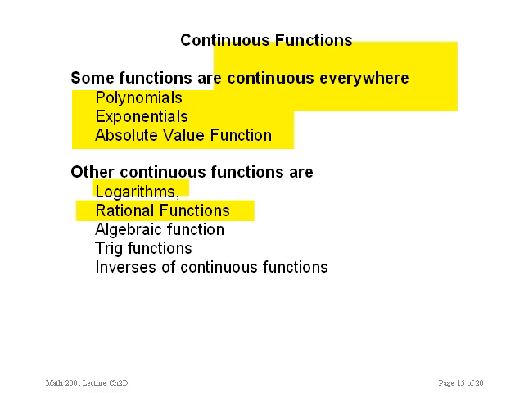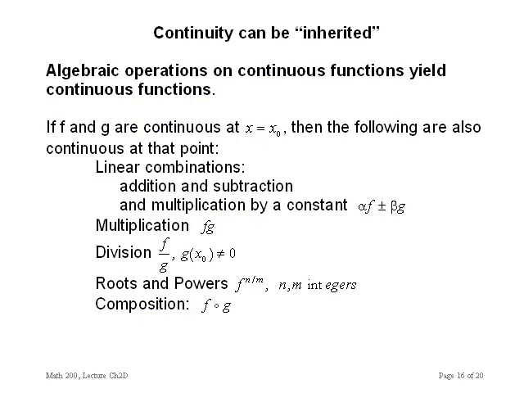Rational functions are continuous on their domains. Algebraic functions, the trig functions, of course, sine and cosine, are continuous everywhere. And inverses of continuous functions are continuous. That's why you see exponentials and logarithms both as continuous functions. Continuity can be inherited in the sense that algebraic operations on continuous functions yield continuous functions.